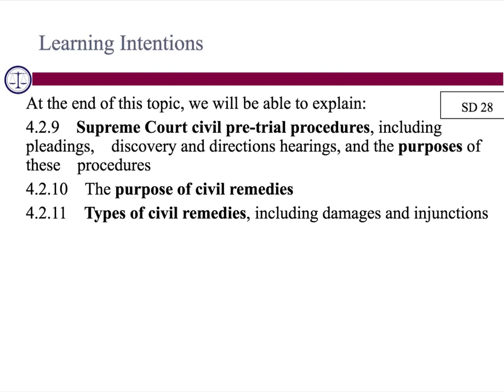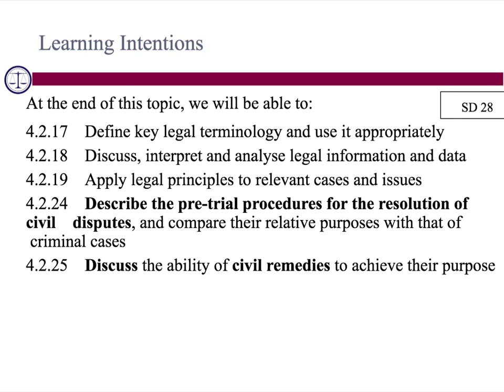You will also need to know different types of civil remedies and their purposes, for example, damages and injunctions. In this topic, we are going to develop skills relating to description, comparison, and discussion. By the end of the topic, you should be able to describe the pretrial procedures for the resolution of civil disputes and be able to compare them and their relative purposes to the criminal pretrial procedures we looked at. You should also be able to discuss the ability of civil remedies to achieve their purposes.